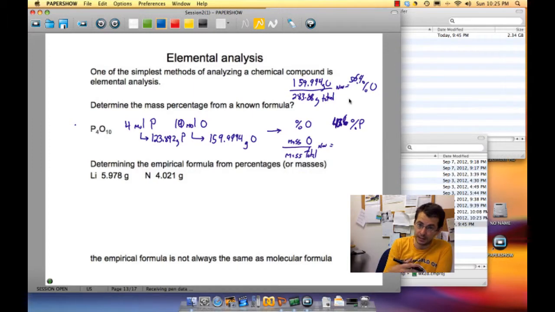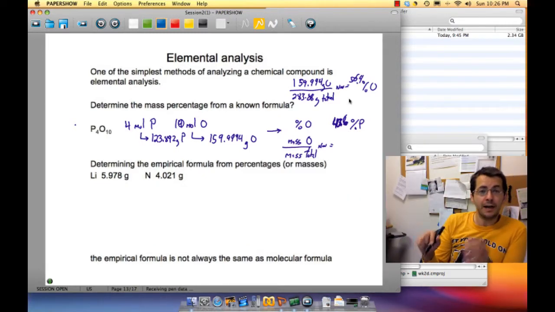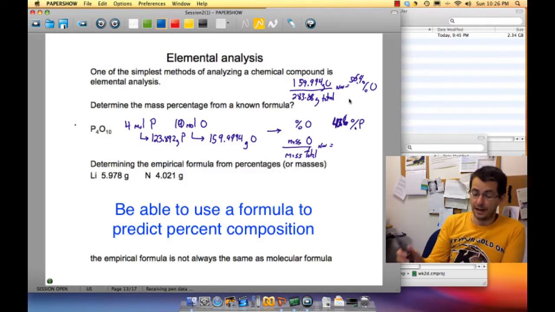Notice how different this is from the mole ratio. P4O10, there's more than twice as much oxygen by mole than there is phosphorus. Yet, the mass ratios are very similar. They're almost 1-to-1. So we can find the percent composition of almost anything, if we know the formula.